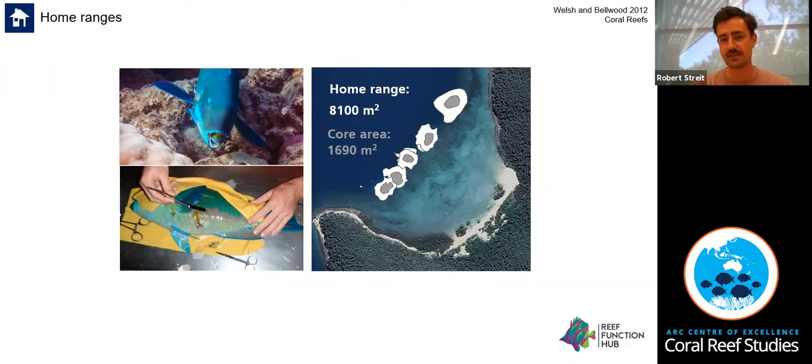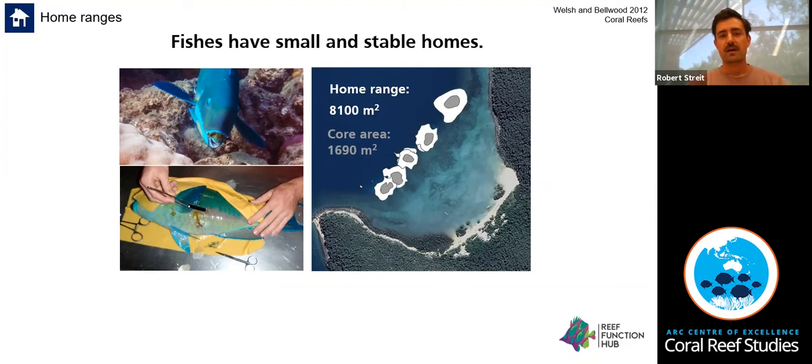So as I said, there's many studies doing this, but a general theme behind these is that fishes have small and stable homes. And that is really the where. So that's the where of space use. You can figure out where these fishes are. And that's a really important starting point, because any other questions you might have grow from that location.